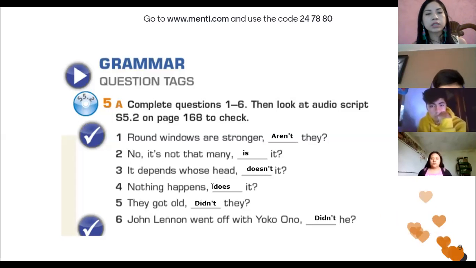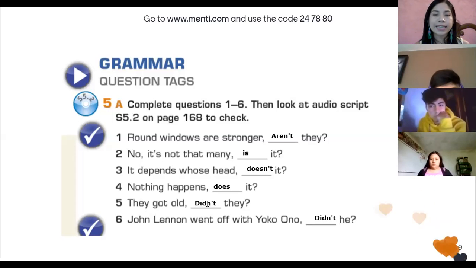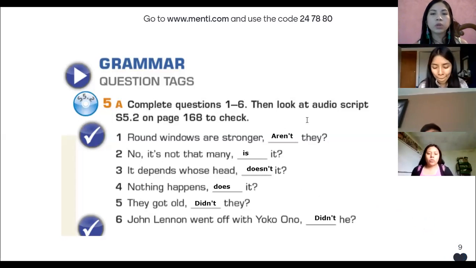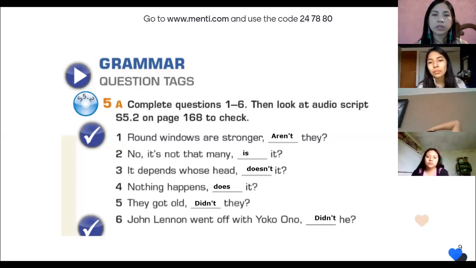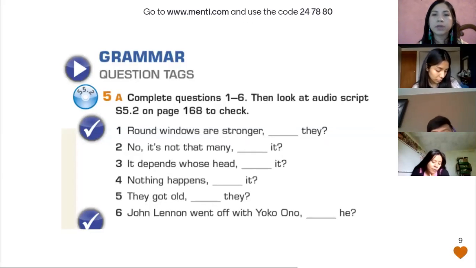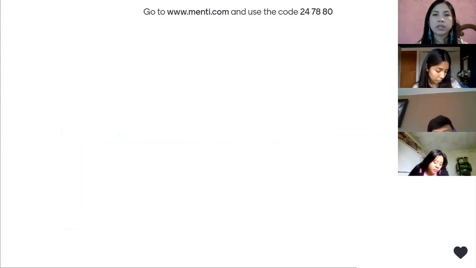So the question is going to use simple past, negative. Now, do you see here any verb? Are, is, does, didn't. All of these are auxiliary verbs. You only use questions with auxiliaries. That's what you are going to learn today. Did you take notes? Yes? Okay. Today we're using question tags to confirm information. That is the topic.